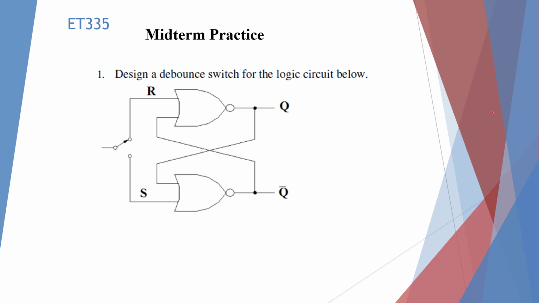Okay, let's do our first problem here. This is a debounce switch and it is using NORs. So that means it's an active high and that means our input should be a high. So we're going to put VCC on here. That's it. Okay, and we're going to use pull down resistors, and pull down resistors. Okay, so this is accurate. If it were NAND gates, we would be using a low input and pull-up resistors.